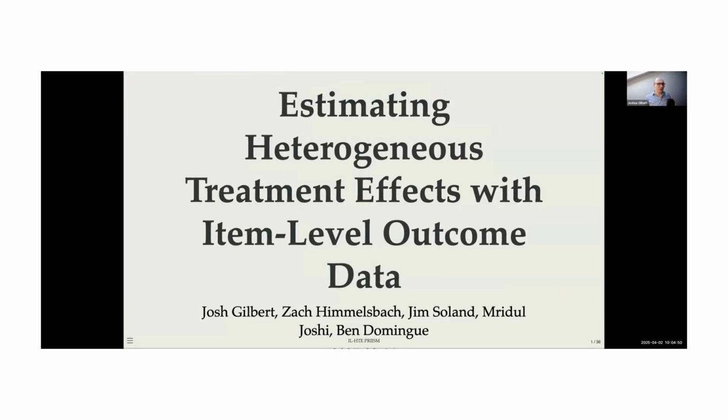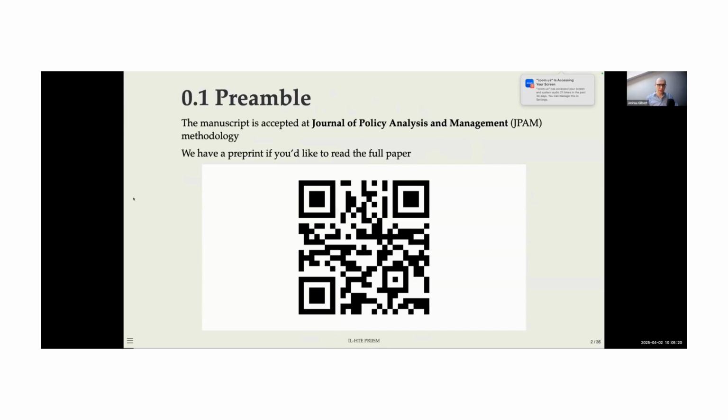Awesome. Okay. So today I'm going to be talking about a paper of mine with some colleagues, Zach Himmelsbach, Jim Soland, Mridul Joshi, and Ben Domingue, called Estimating Heterogeneous Treatment Effects with Item-Level Outcome Data. As Clint says, I'm happy to take clarifying questions throughout if you put them in the chat, which I'll ask Clint to monitor for me. But we'll save substantive questions at the end. We'll have plenty of time for discussion, and the slides do have numbers in case we want to go back to anything in particular.